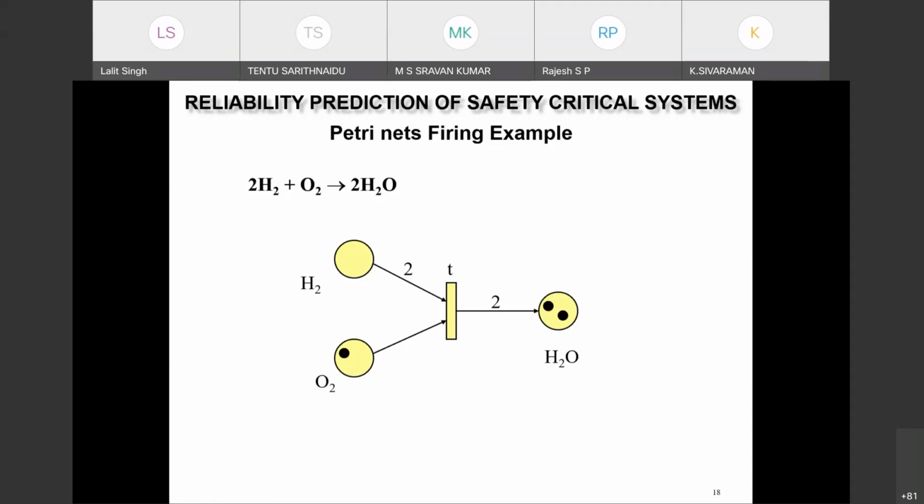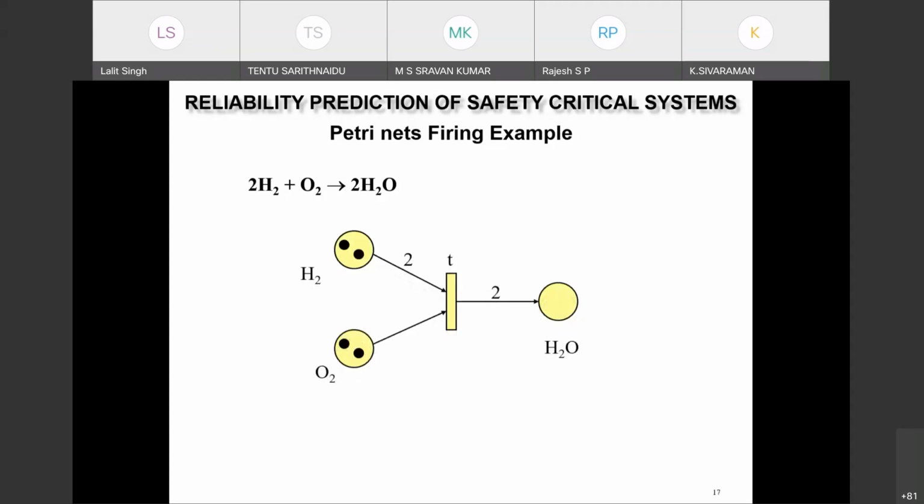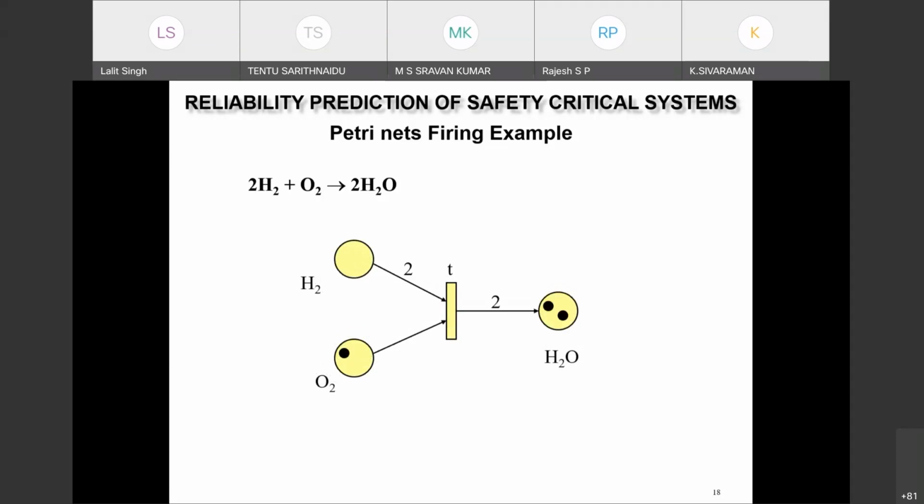And here I want to introduce the concept of a reachability graph. A reachability graph is nothing but a graphical representation of all the states of the system in a tree-like structure or a graph-like structure. So if you see this system, the first state was 2 2 0, and after transition T, the state has become 0 1 2.